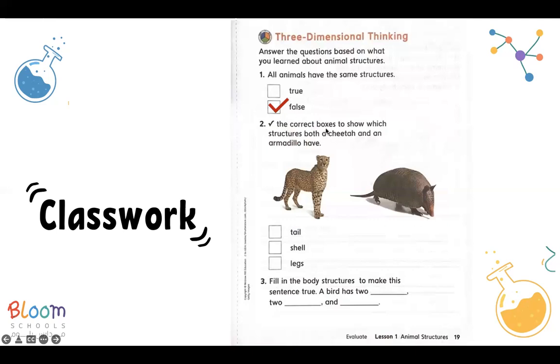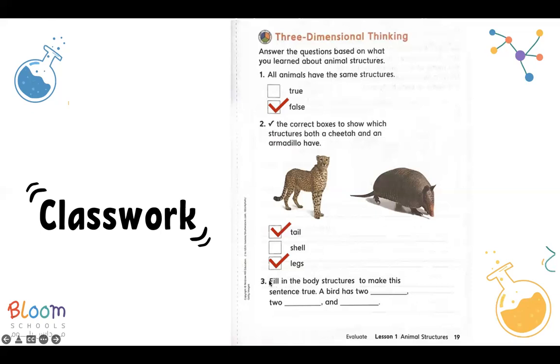Question number 2 says, tick the correct boxes to show which structures both a cheetah and an armadillo have. So we have a cheetah here, an armadillo, and we want to find only the similar structures that they both have. So we have tail, shell, legs. We ticked tail, they both have a tail. What about shell? No, only the armadillo has a shell. The cheetah doesn't have a shell, so we don't tick this box. Legs, they both have legs, so we tick this box.